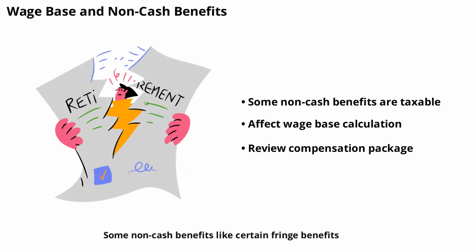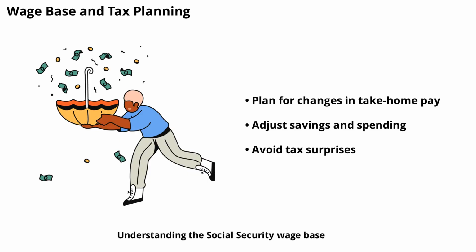Some non-cash benefits, like certain fringe benefits, may be included in your taxable wages for Social Security purposes. This can affect how quickly you reach the wage base. It's important to review your compensation package and understand which benefits are taxable, so you can accurately estimate your Social Security tax liability. Understanding the Social Security wage base is a key part of tax planning, especially for high earners.